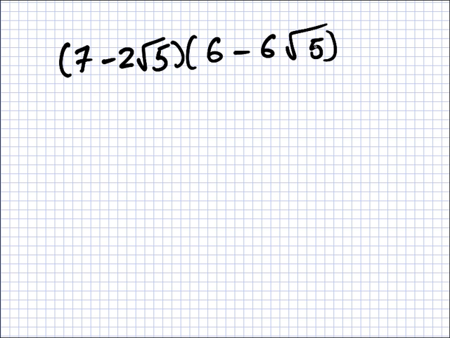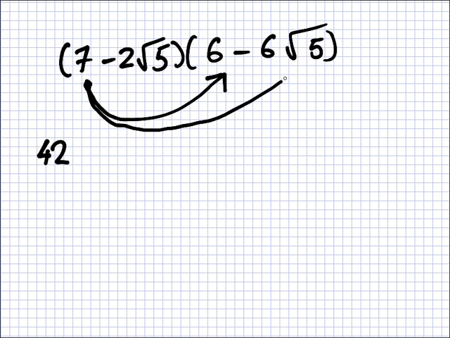Like multiply 7 by 6. Yeah, that's it. Okay, so first we'll multiply 7 by 6, okay? So 7 multiplied by 6 is 42. Now, just be careful. What happens when you multiply 7 by minus 6 root 5? We'll get a minus. Minus what, though? Well, what's 7 by 6? 42, the same.